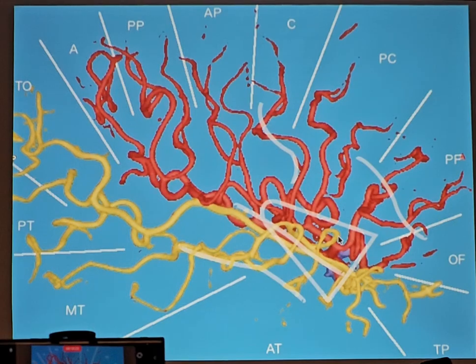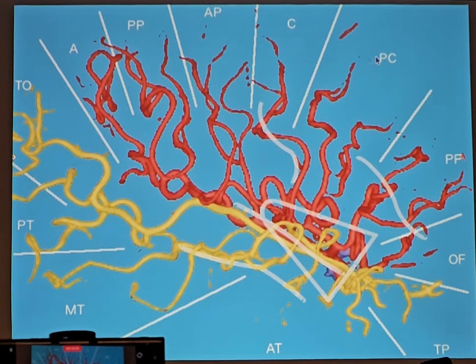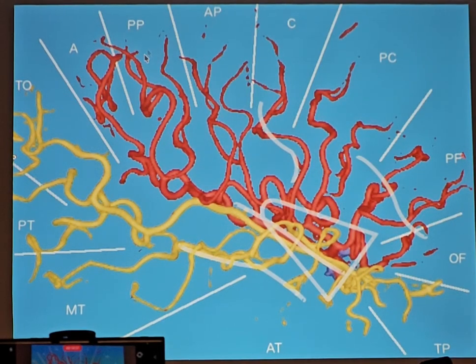So we start with the upper division. These are the vessels that are going to be going superiorly out of the Sylvian fissure. And that would be orbitofrontal, frontopolar, precentral, central, the anterior parietal, posterior parietal, angular branch. And if you do stroke work, all of these vessels become quite familiar, right? Because there is a little bit of a pattern.